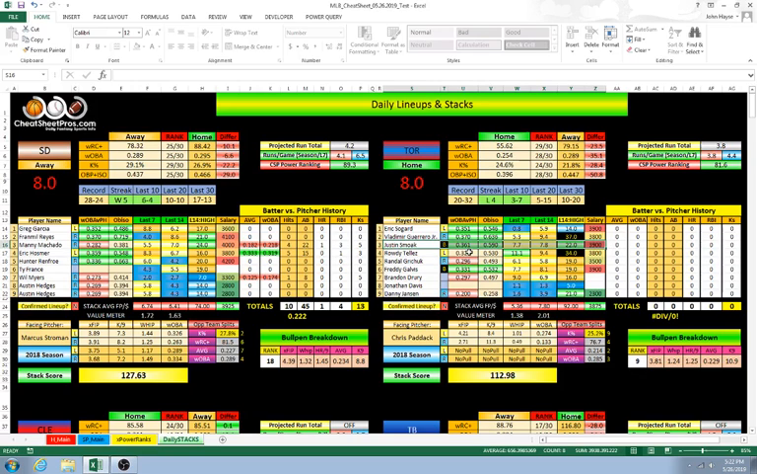So yeah, he had 2 home runs, and then Biggio hit a home run, Gurriel hit a home run, and then the top of the lineup, they had a bunch of good stats. So that would have been a good stack. I wish I would have seen that earlier. So anyways, that's all the time I'm going to spend on this. If there's something else that you want to see on the Daily Stacks tab, let me know.